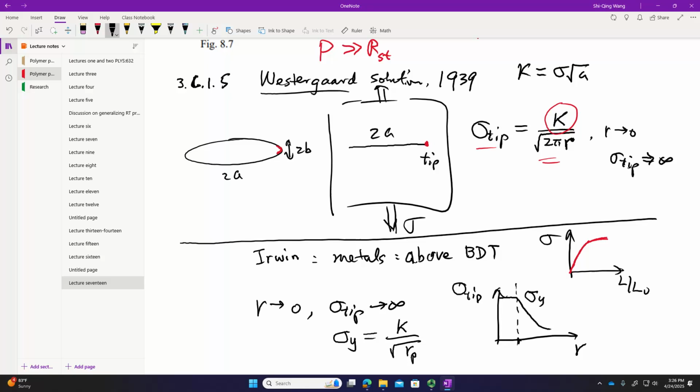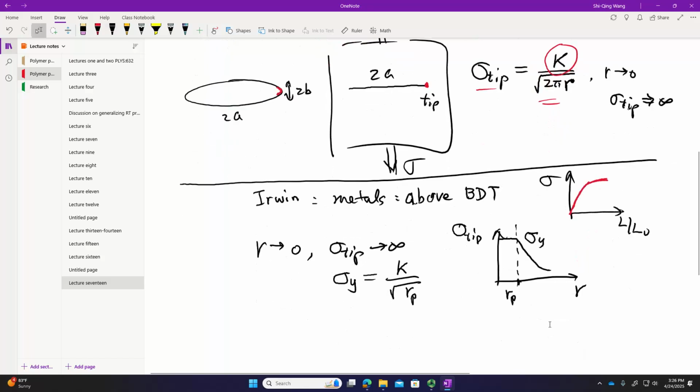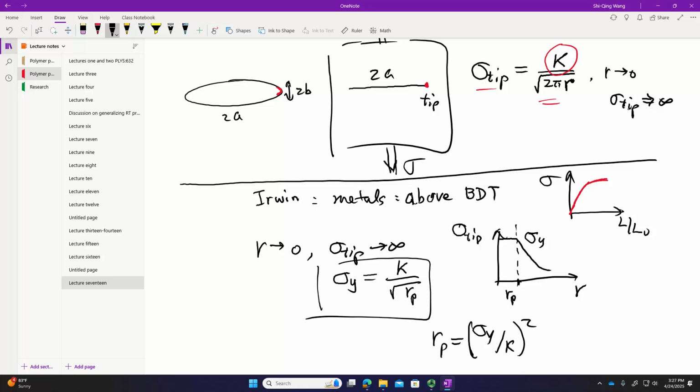And at what point, at what length scale, does the yield occur? Well, that's up to the K you have, right? In other words, that scale is nothing but K over sigma y, squared, right? So basically, Irwin says the infinity problem is solved. It will stop there. I might have missed it. What did we define R as again?